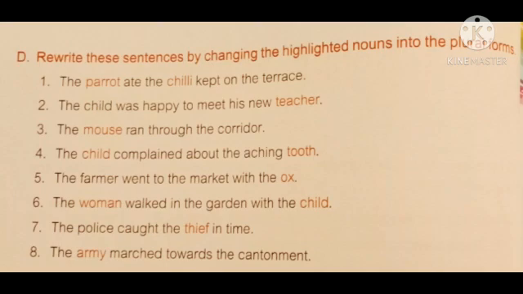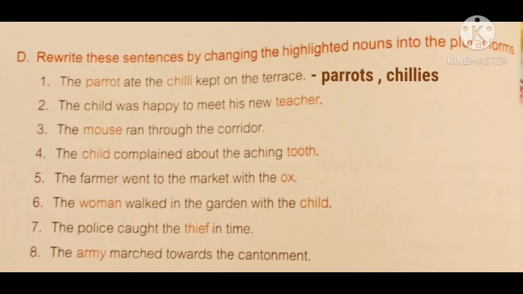Okay, first one. The parrot ate the chili kept on the terrace. Here parrot we have to change it as parrots, chili, chilies. So the sentence is: the parrots ate the chilies kept on the terrace. You have to rewrite this sentence in your CW, not only the highlighted words.